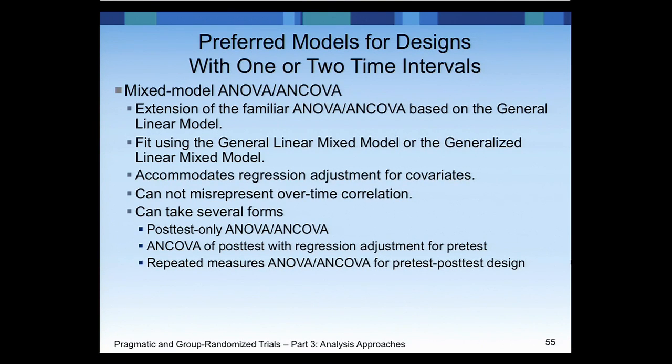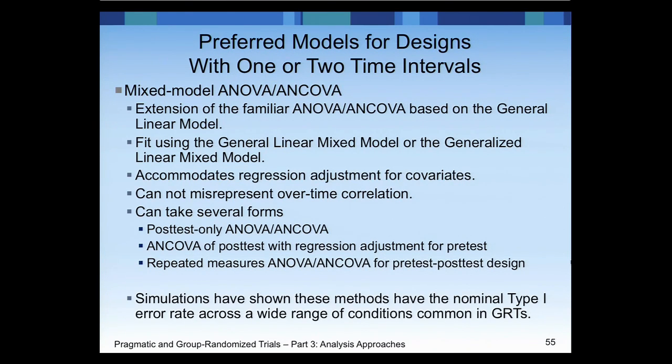We could look at the post-test data only using either ANOVA or ANCOVA. We can look at an ANCOVA of post-test adjusting for pre-test data. This is a very common analysis, especially where we adjust for the baseline measure of the outcome. Or we could conduct a repeated measures analysis of variance or covariance, where we take both the pre and the post into account on the dependent variable side of the equation. This is the second most common analysis applied to group randomized trials.